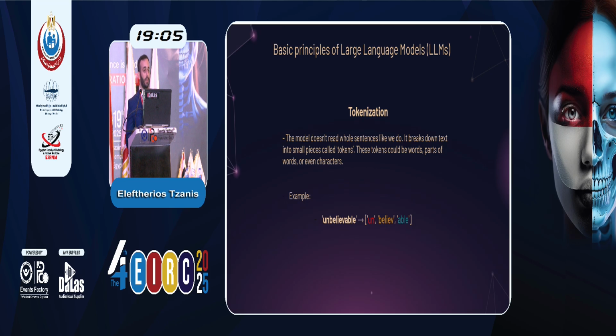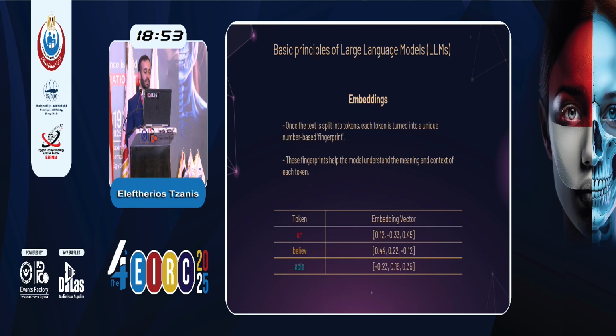A token may be a short word or a part of a word, as usually LLMs do not work with whole words. Once the text is split into tokens, each token is turned into an embedding vector, which is basically a unique number-based fingerprint. This fingerprint helps the model understand the meaning and context of each token. So basically, large language models work with numbers and not real words.